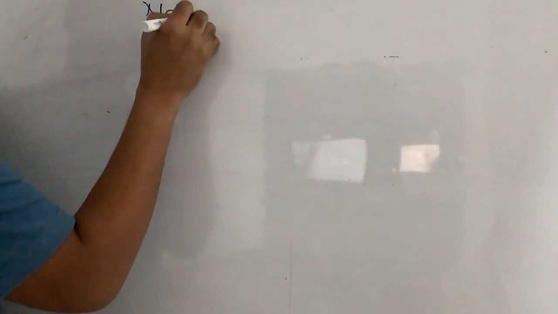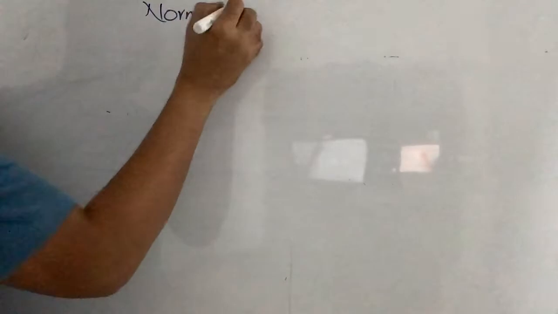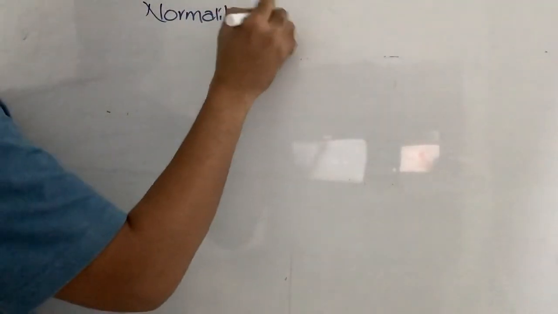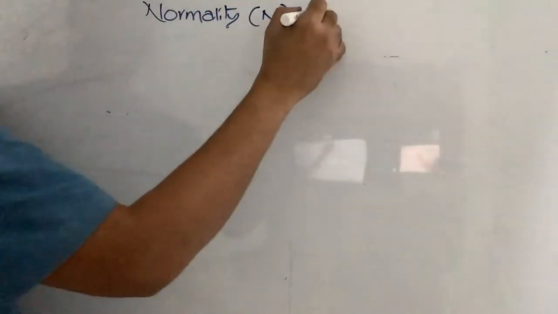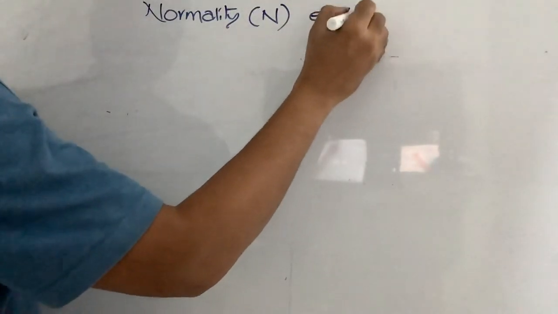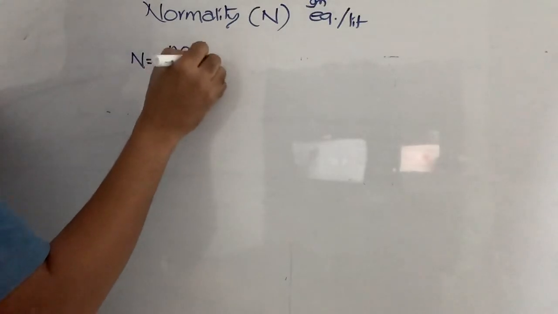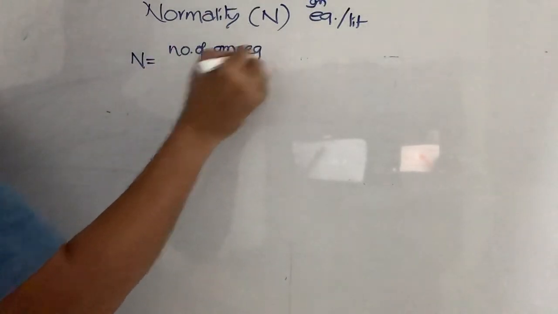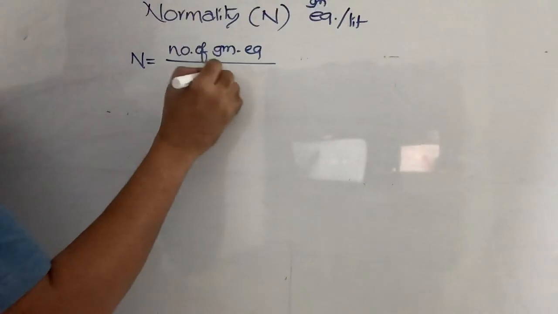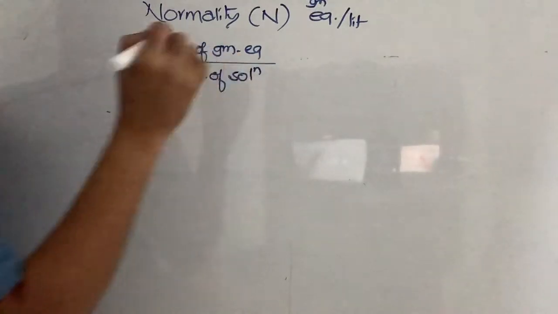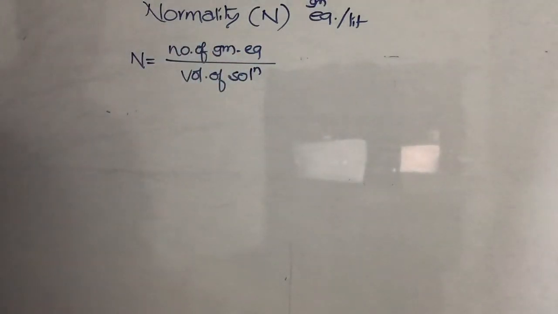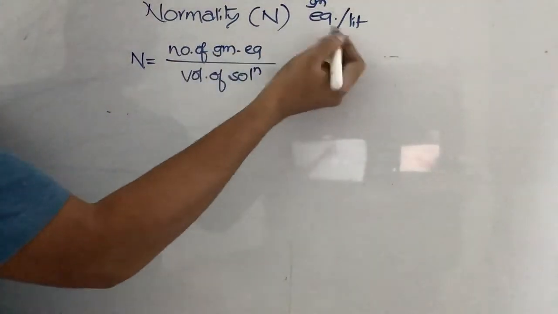Then the second important one is normality. Normality is indicated by capital N. Units are gram equivalents per liter, like moles per liter. The definition of normality is the number of gram equivalents by volume of solution. Units are gram equivalents per liter.